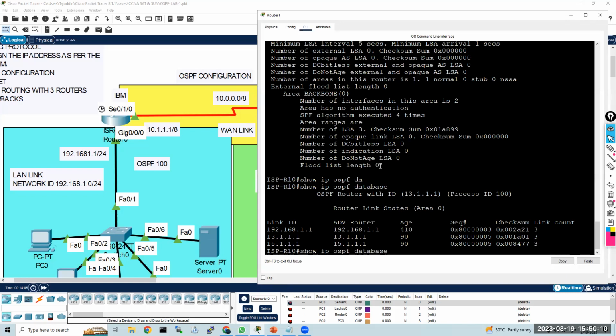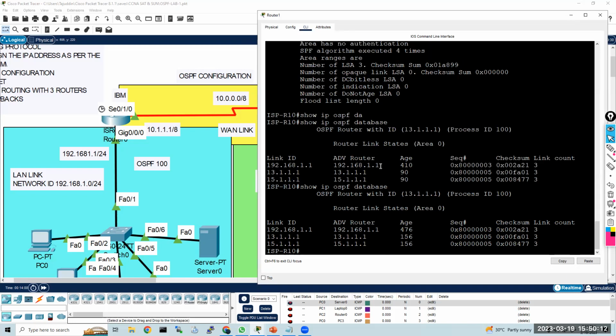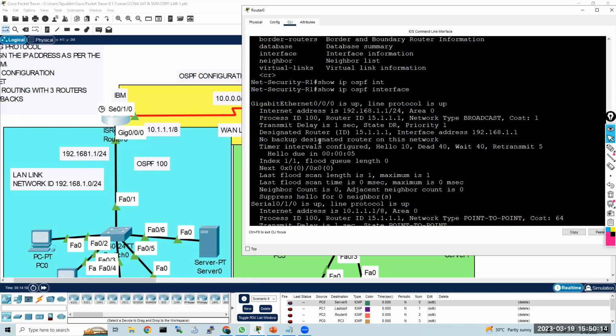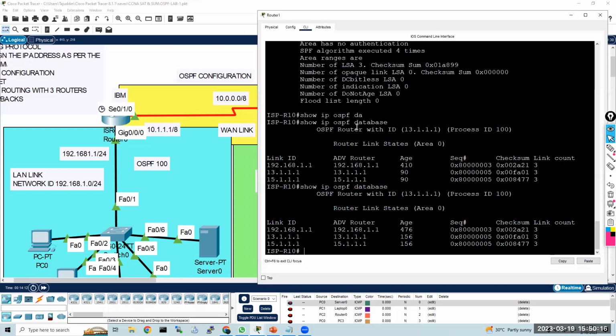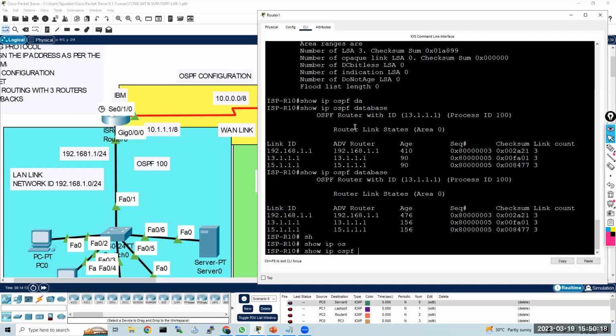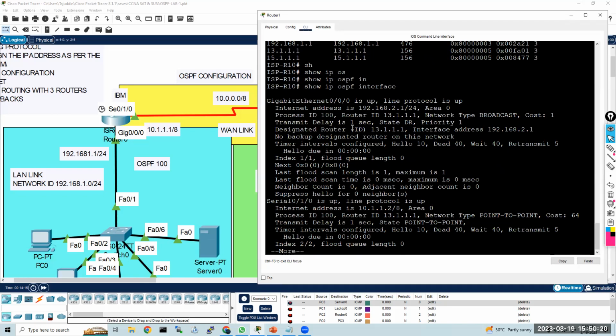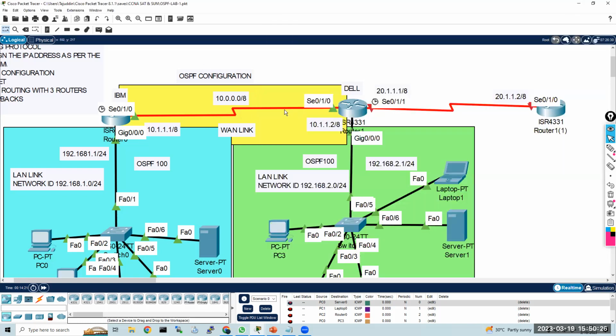Now check the same command here. Show OSPF, not database, right? It is interface. Show IP OSPF interface. So this one also shows DR, because it is directly point-to-point connected. It doesn't do the election process. Right now all of these belong to area 0.